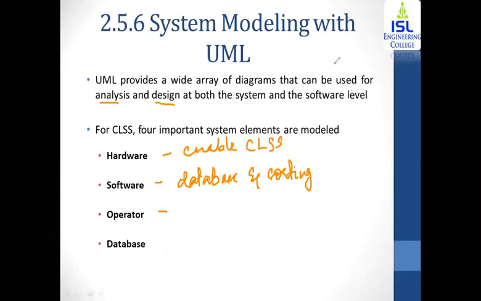The operator is responsible for submitting various requests to the system. Requests to the system will be given by the operator. Then you're going to have the database. Now within the database, what you're going to have? You're going to have the relevant barcode of each data item, and some additional information will be stored. So this is your UML, the introduction to UML diagrams.